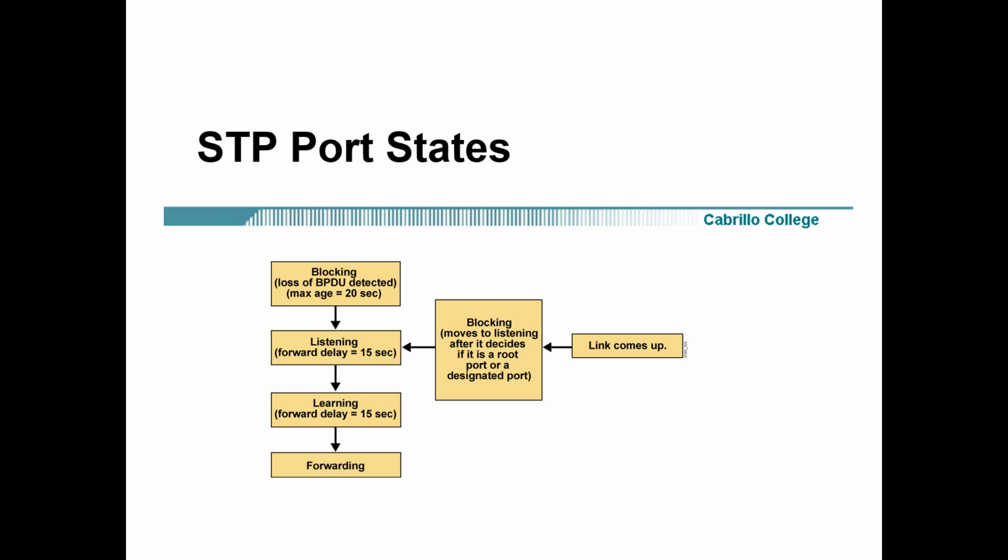Let's go ahead and get into our STP port states. Our 4 common ones: blocking, listening, learning, and forwarding. Blocking is the loss of our BPDUs detected, with a max age of 20 seconds by default. Listening has a forward delay of 15 seconds. Learning has a forwarding delay of 15 seconds, and then transitions to forwarding. Remember, blocking moves to listening after it decides if it is a root port or a designated port, and that is determined when the link comes up.